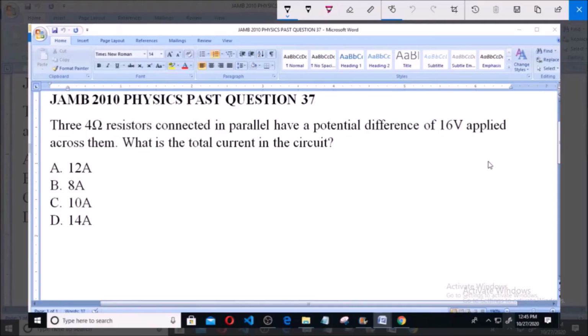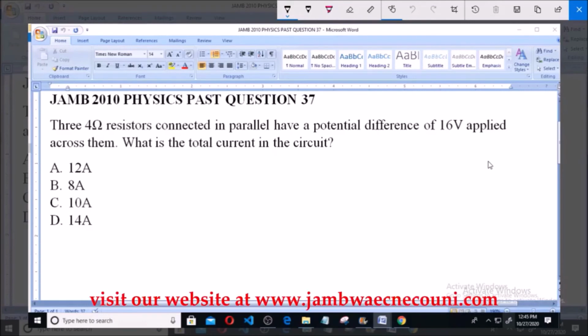Hello and welcome. I will be answering Jamb 2010 Physics past question 37. Three 4 ohm resistors connected in parallel have a potential difference of 16 volts applied across them. What is the total current in the circuit? A. 12 amperes, B. 8 amperes, C. 10 amperes, D. 14 amperes.